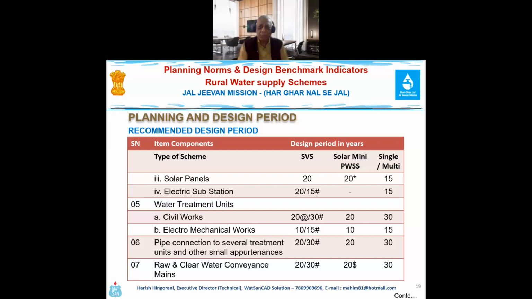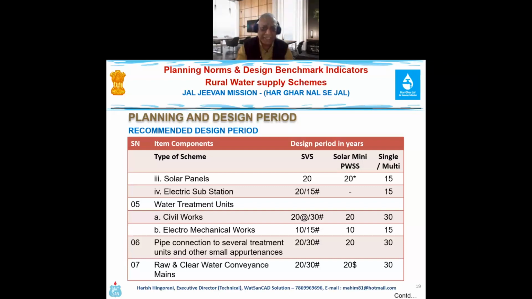If I am putting in a single or multi-village surface water supply scheme, this is going to play a major role, because a lot of questions were coming to me in earlier discussions, whether it is feasible. I will talk about this issue later on.